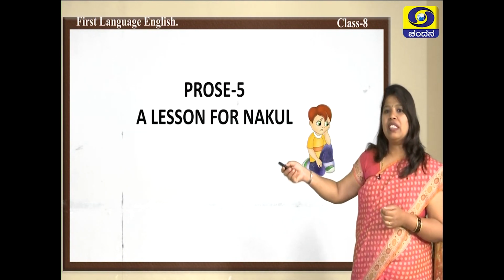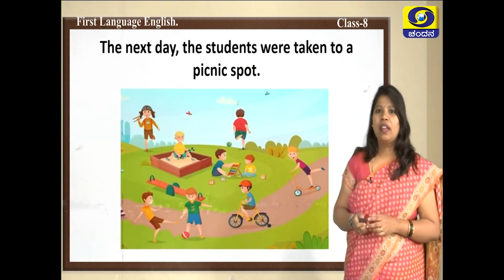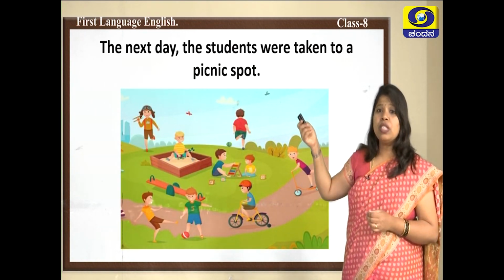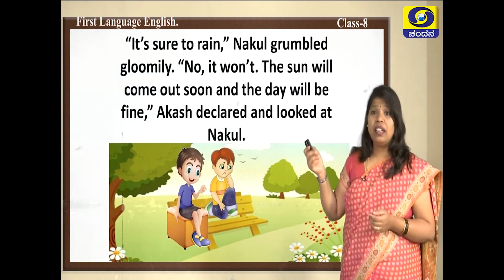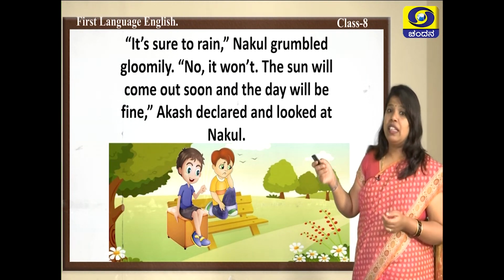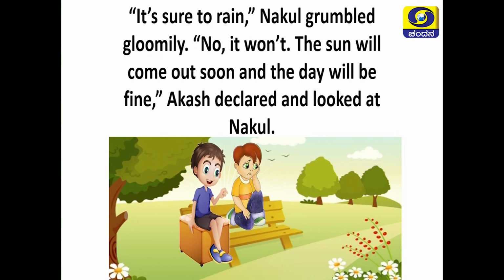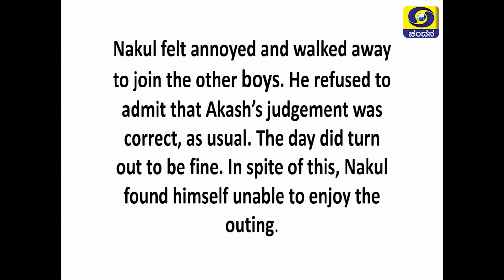Prose 5, A Lesson for Nakul, written by Neela Subramanian. The next day, the students were taken to a picnic spot. "It's sure to rain," Nakul grumbled gloomily. "No, it won't. The sun will come out soon and the day will be fine," Akash declared and looked at Nakul. "Why do you always look at the dark side of things?" he said. "Don't be a wet blanket all the time."